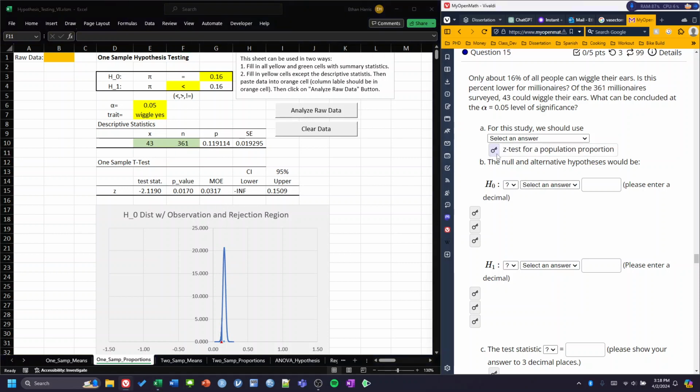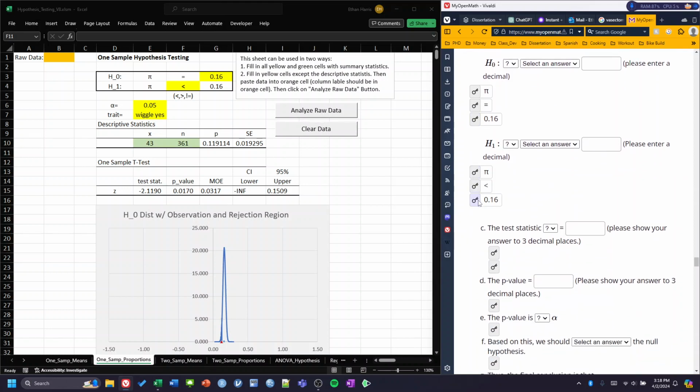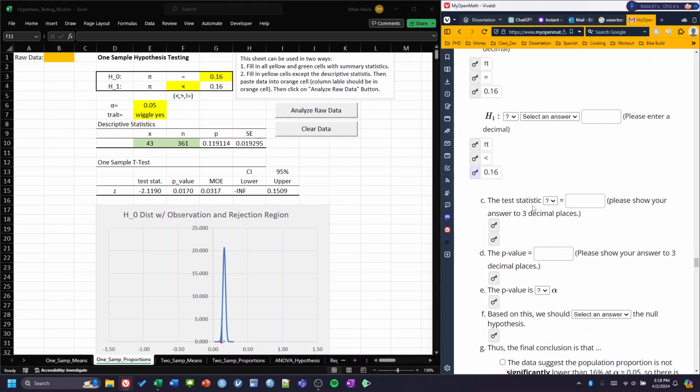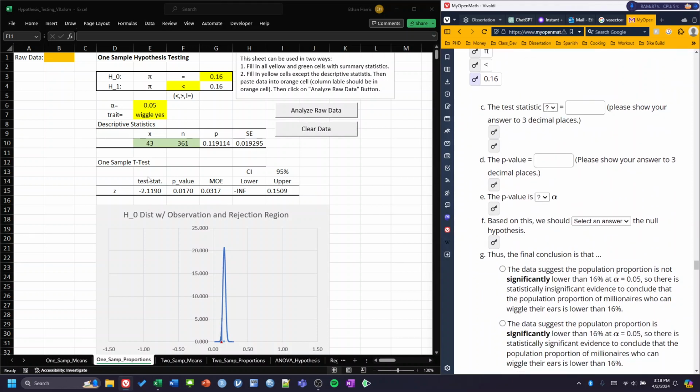Okay, so for this study, we should be using a z-test for a population proportion. Our baseline assumption is that pi is equal to 0.16, and the alternative from our problem is pi is less than 0.16. We got that all set up very well. Our test statistic, when we ran it, is z equal to negative 2.119, which is what we got.